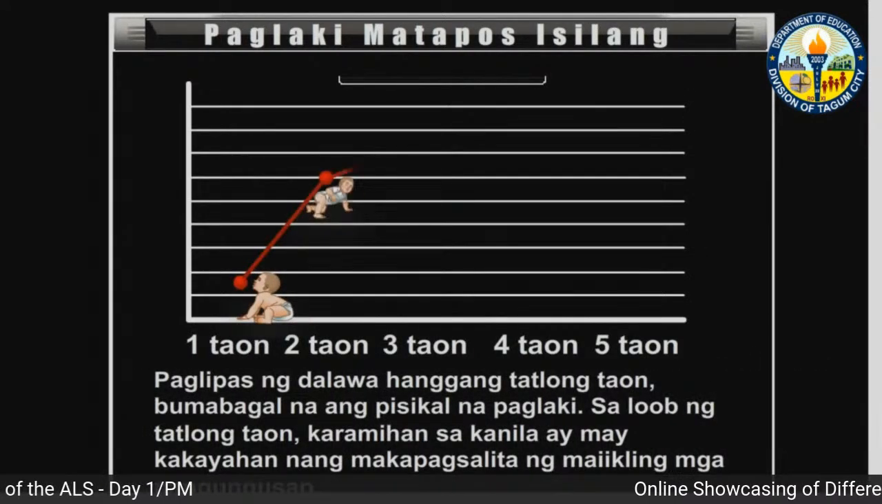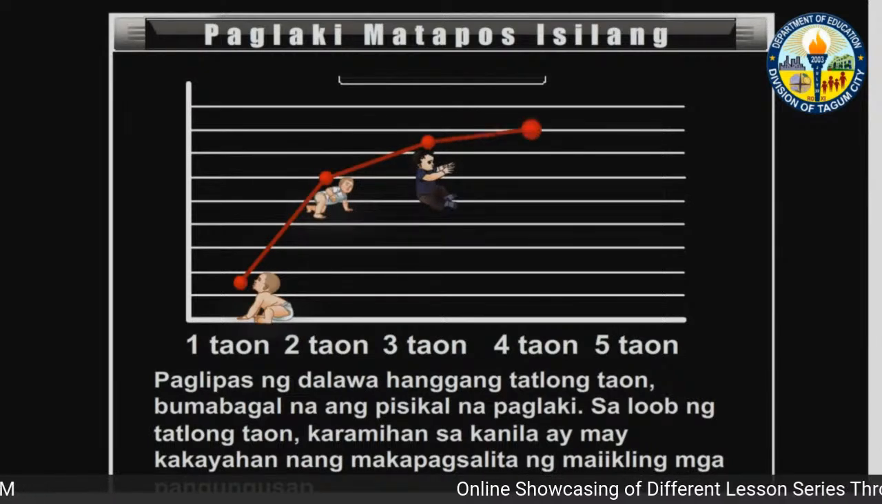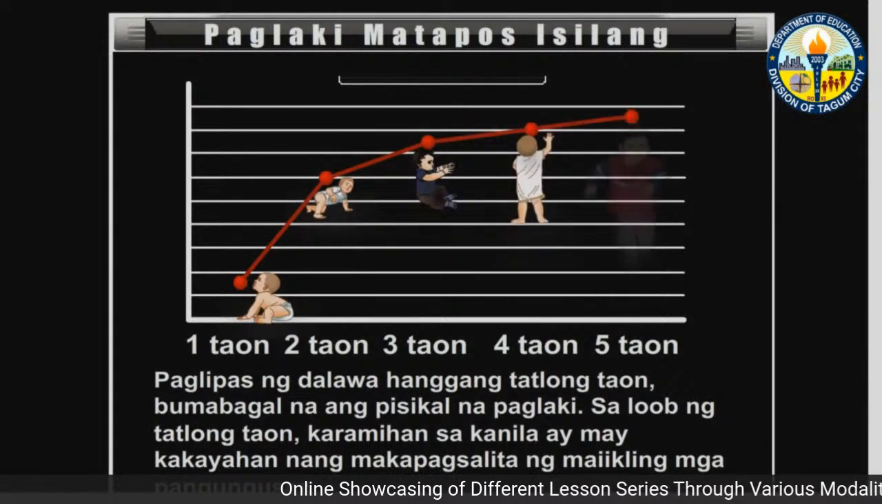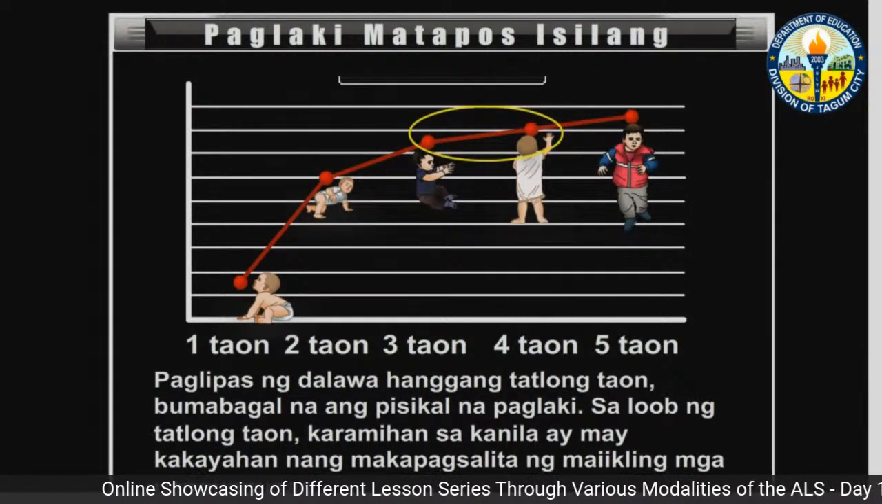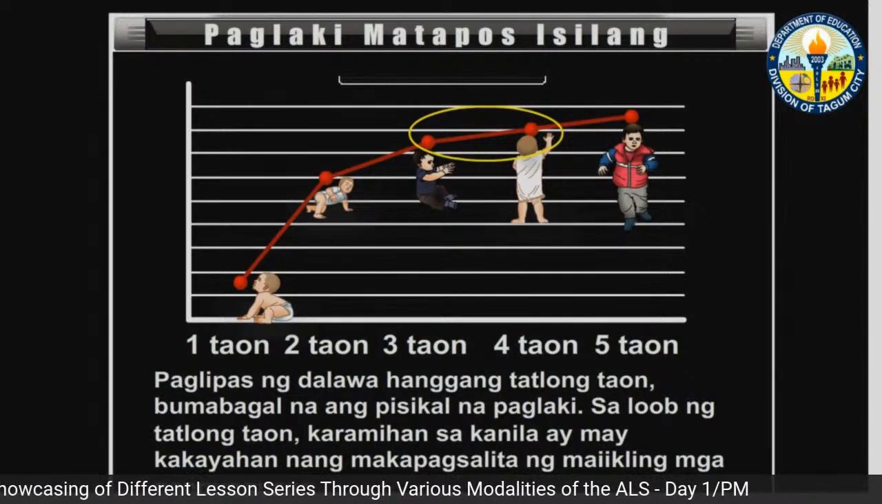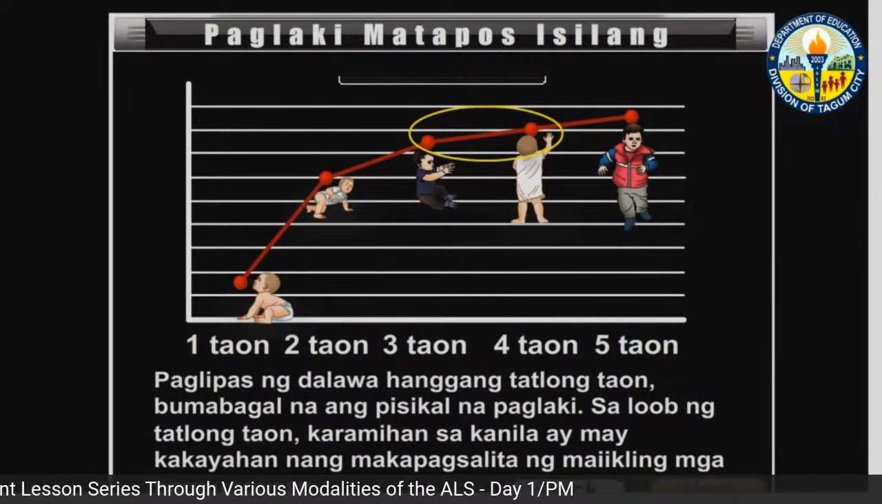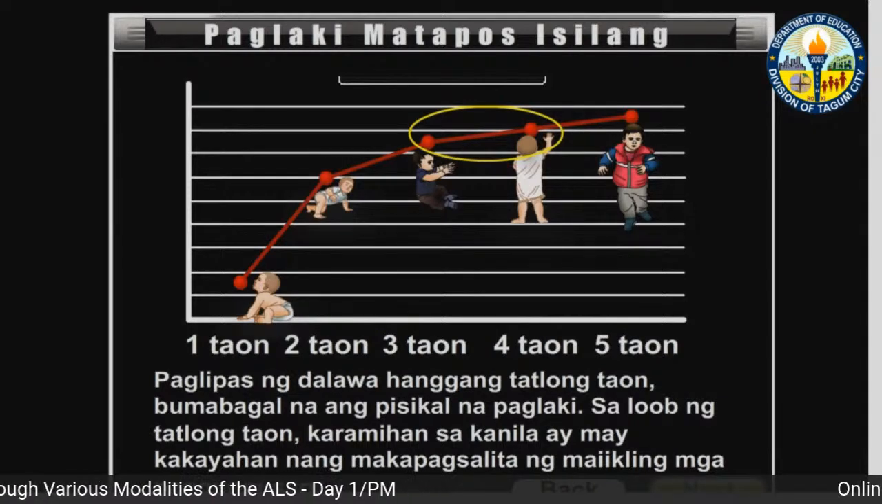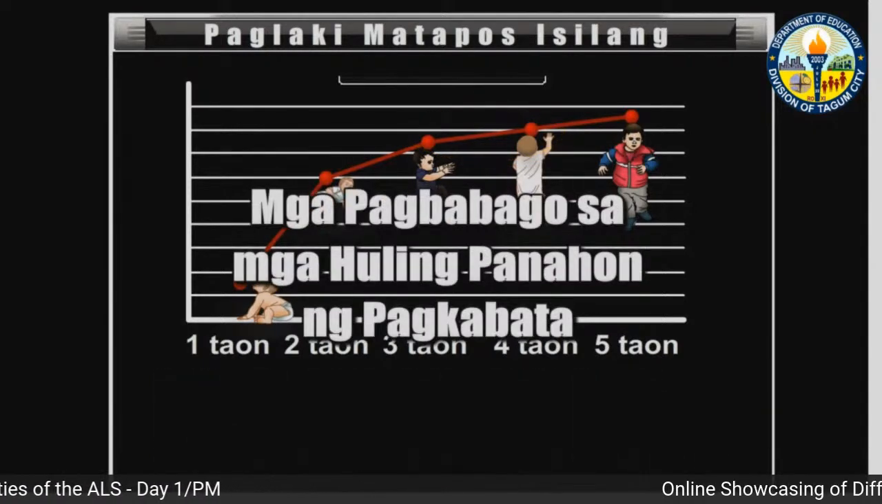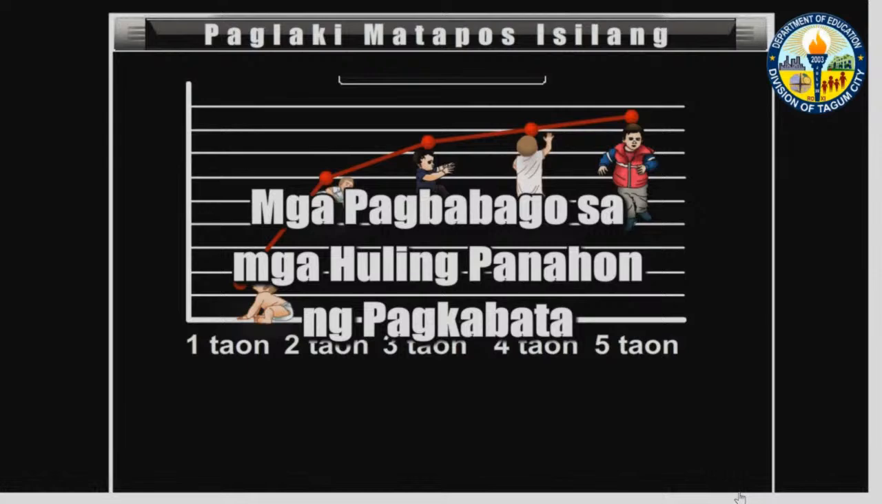Paglipas ng 2 hanggang 3 taon, bumabagal na ang pisikal na paglaki. Sa loob ng 3 taon, karamihan sa kanila ay may kakayahan ng makapagsalita ng maikling mga pangungusap. Mga pagbabago sa mga huling panahon ng pagkabata.